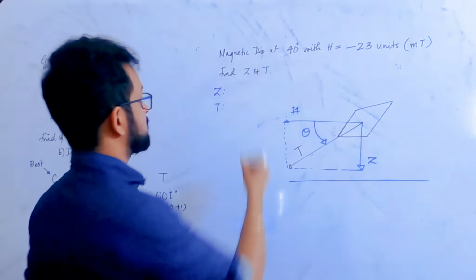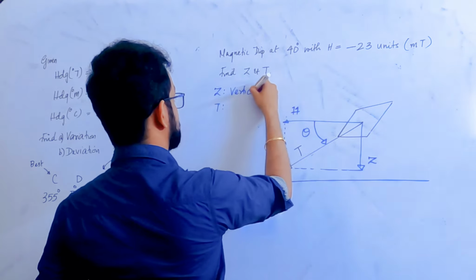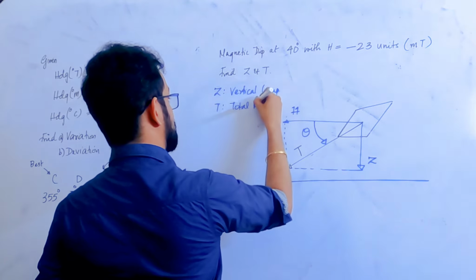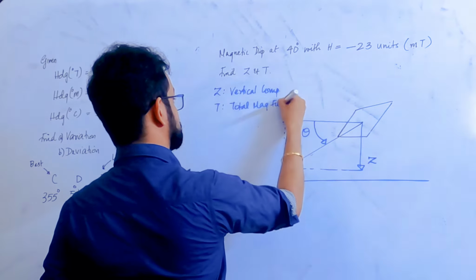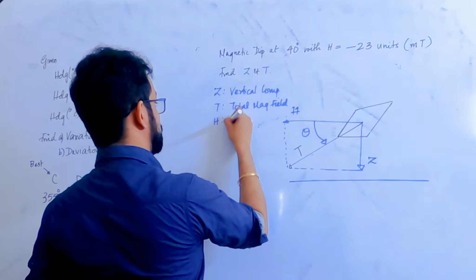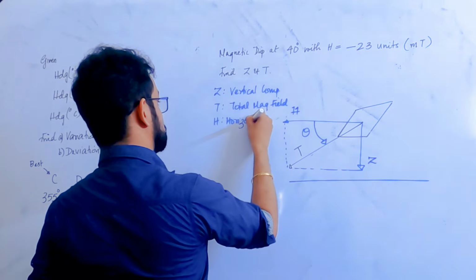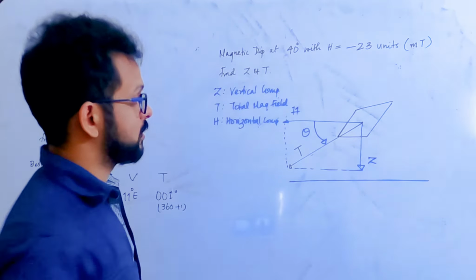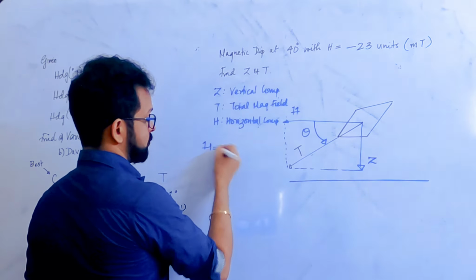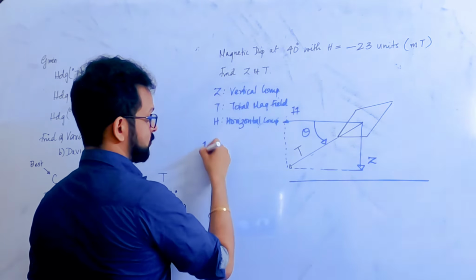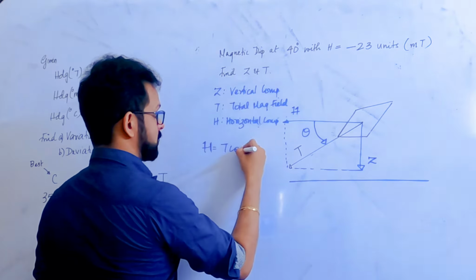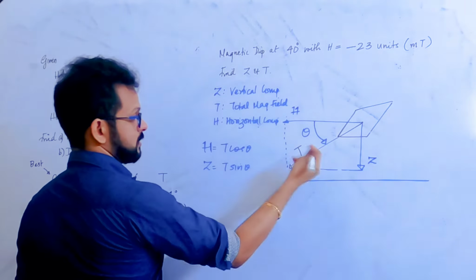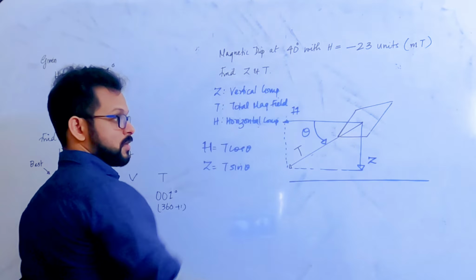Therefore Z is the vertical component and T is the total magnetic field. What is H? H is the horizontal component. We also saw yesterday using trigonometric functions, you can find out H and T. H is the adjacent side towards theta, therefore H is equal to T cos theta. Right? And what is Z? Z is the opposite side. It is T sin theta.